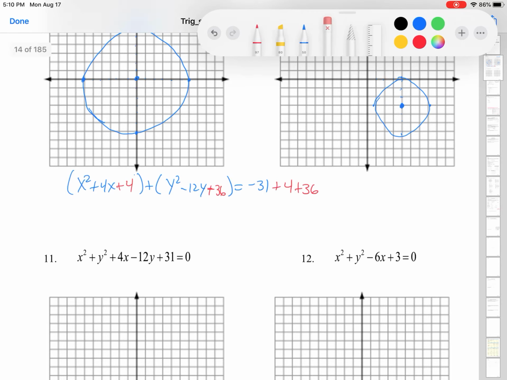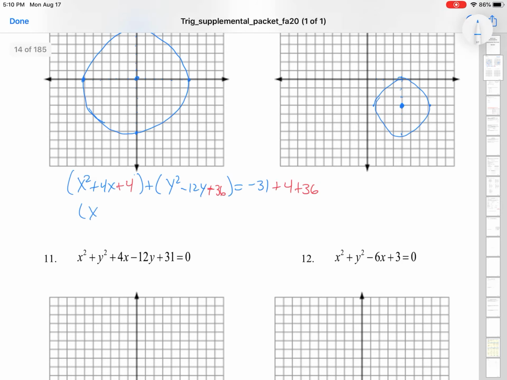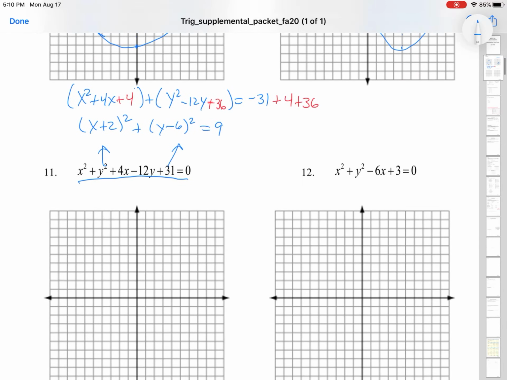And so let me go back to a pen, and I'll go to blue. What we have is x plus 2, the quantity squared, right? Factors of 4 that add to be 4, 2 and 2. We did that perfectly. Factors of 36 that add to be 12 are 6 and 6. And that's why this is working out so well. So a negative 31 and a 36 is 5, plus 4 is 9. So that right up here is a rewrite of this number 11, which really helps us know where the center is. The center is at negative 2, 6.